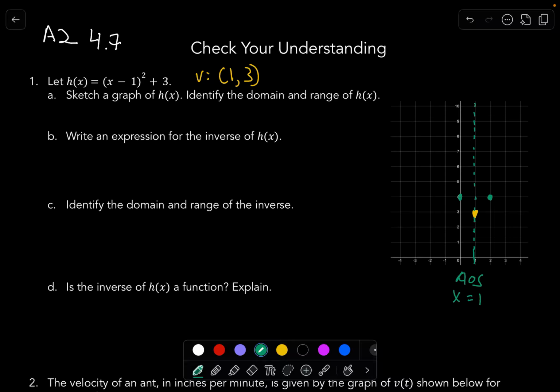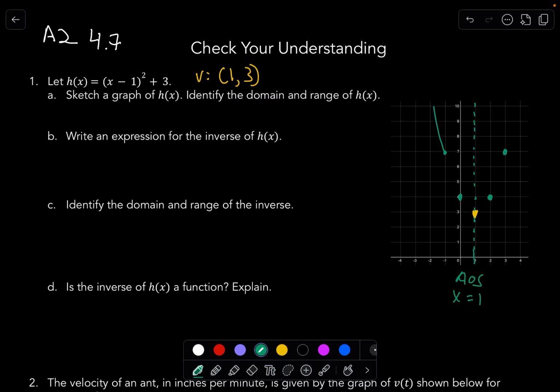I did this a lot when we were looking at different types of functions. Then we go 2 to the right. 2 squared is 4, and you go up 4. And you get this point right there. If we go over 3, 3 squared is 9. You go up 9 and it goes off the grid.